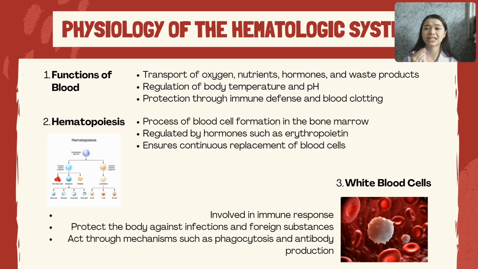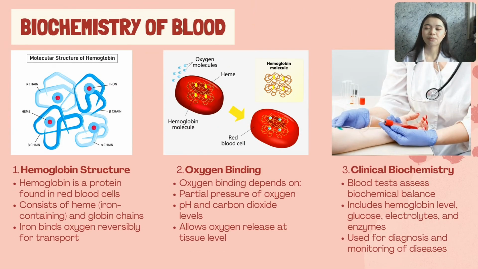To understand why this disruption happens, we need to look deeper, at the molecular level, which leads us to biochemistry. At the biochemical level, blood is not just cells but a complex system of molecules. A key example is hemoglobin, the protein in red blood cells responsible for oxygen transport. Hemoglobin binds oxygen in the lungs and releases it in tissues depending on factors such as pH, carbon dioxide levels, and 2,3-bisphosphoglycerate. This biochemical regulation ensures that oxygen is delivered efficiently to tissues that need it most.